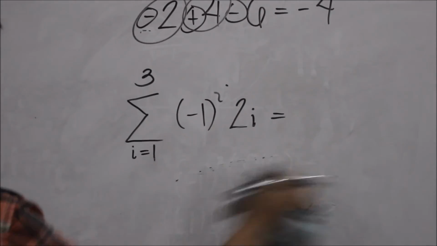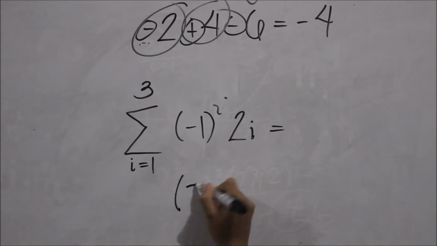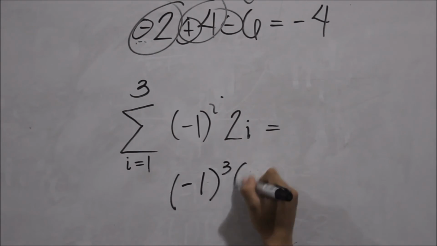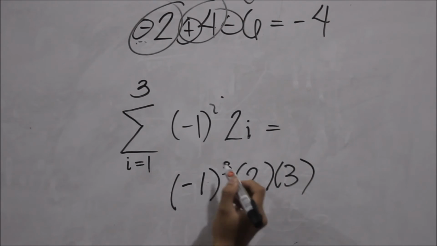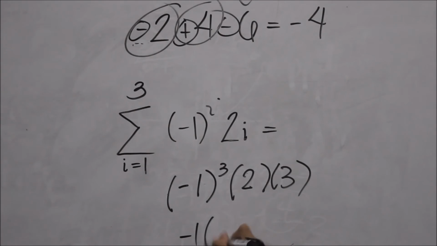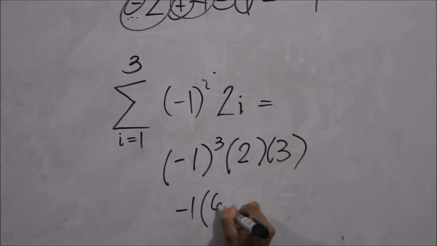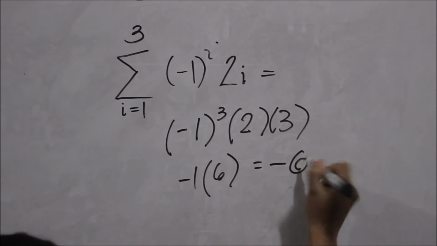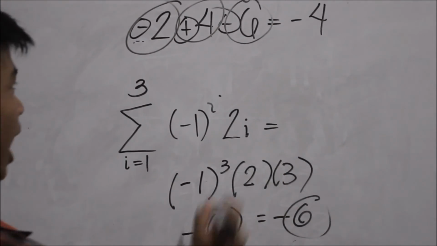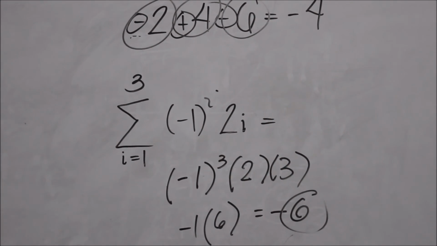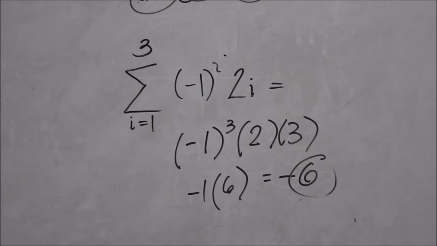And for the last one, we'll substitute 3. So negative 1 raised to 3, times 2 times 3. Then negative 1 raised to 3 is equal to negative 1, multiplied by 2 times 3, which is 6. So it is equal to negative 6. That's why we got the answer of negative 4. That is how we get the answer in alternating series.